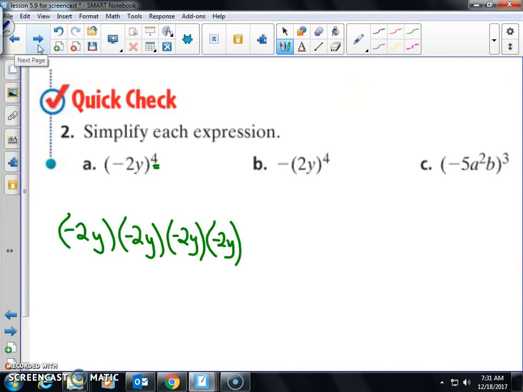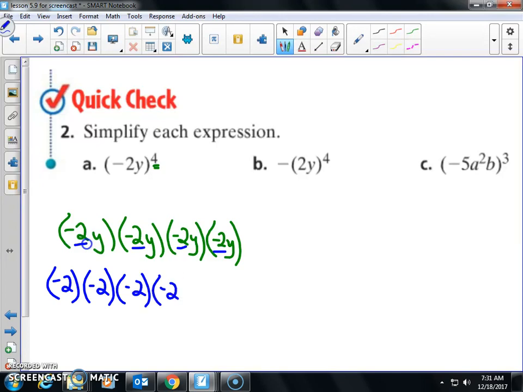All right, hopefully you've taken some time to try these. Let's see, the negative 2. I see 4 negative 2s, so if I think of it, it's negative 2, negative 2, negative 2, and another negative 2. Well, I know 2 negative 2's turn into 4, so I have 4 times 4, 16, and then there are 4 y's, 16y to the 4th. 16y to the 4th power would be my answer.